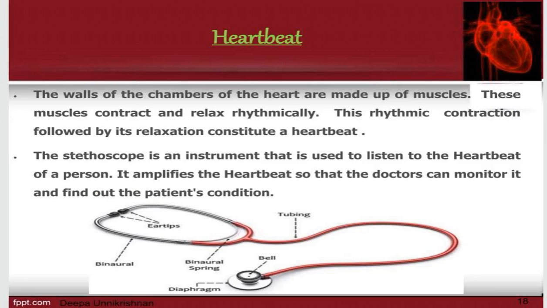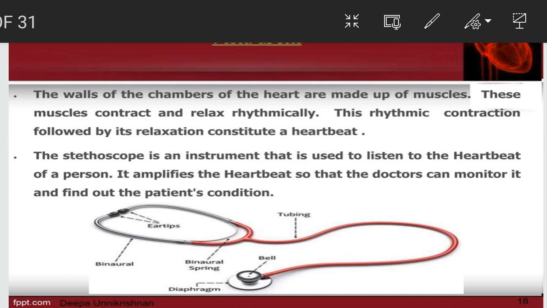Heartbeat. The rhythmic contraction and relaxation of the auricles and ventricles is known as heartbeat. The human heart beats about 72 times per minute.